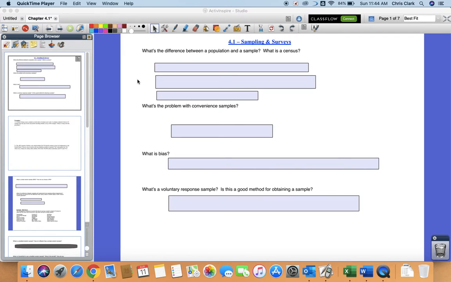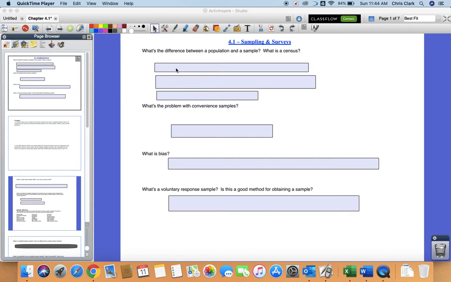Guys, what's going on? This is lesson 4.1. We're going to start talking about sampling and surveys and how to sample well, how to sample poorly. The first thing that we're going to talk about is what the difference is between a population and a sample.